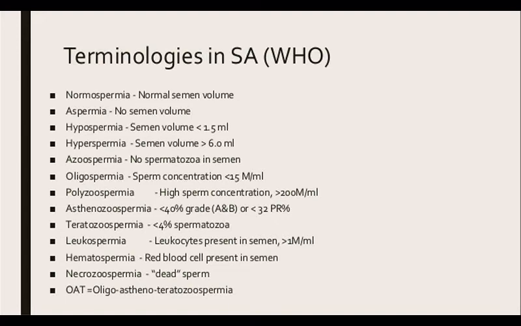Terminology as mentioned in WHO. Normospermia means normal semen volume. Aspermia, no semen volume. Hypospermia, semen volume less than 1.5 ml. Hyperspermia, semen volume more than 6 ml. Azoospermia, no spermatozoa in the semen. Oligospermia, sperm concentration less than 15 million per ml.